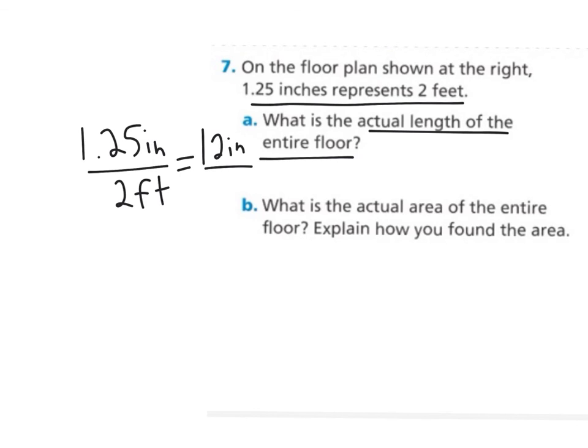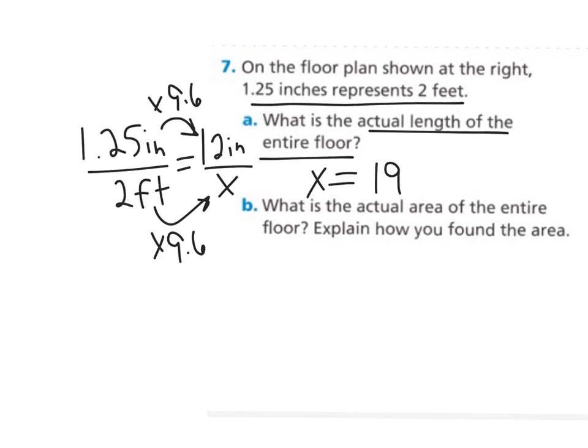Now, even though this doesn't look real great, there is a pattern here. If you take 12 divided by 1.25, it's not the greatest pattern ever, but 9.6. So that tells me we can multiply by 9.6, and then that would be 19.2 feet. 19.2 feet would be their actual length.